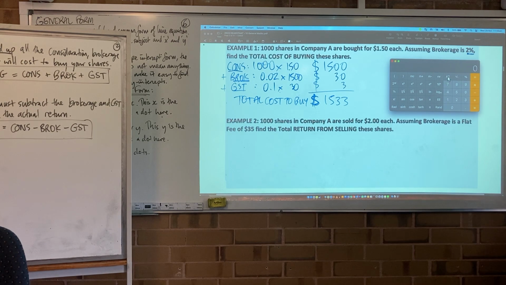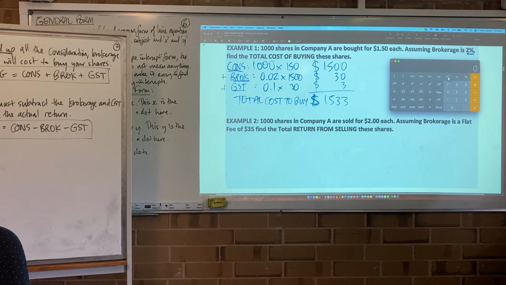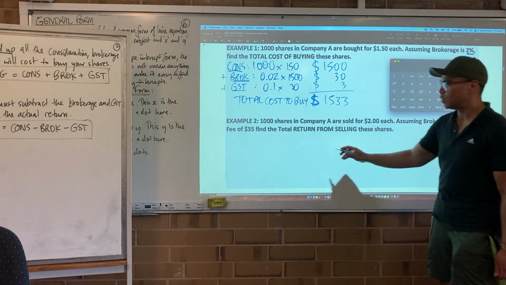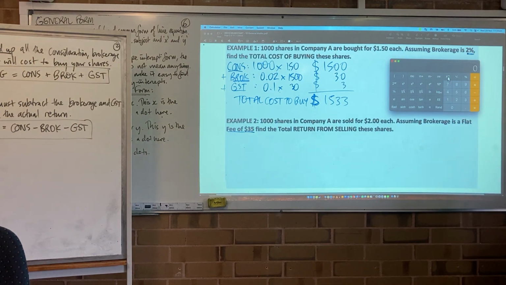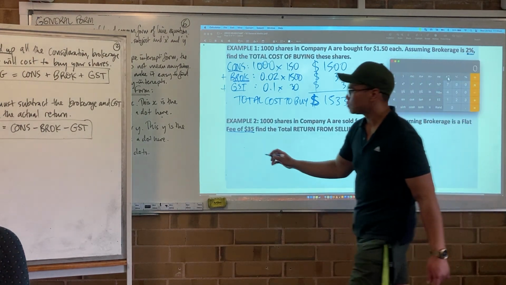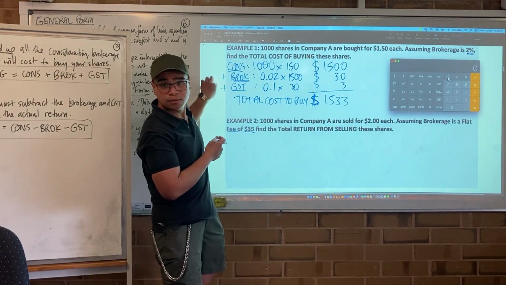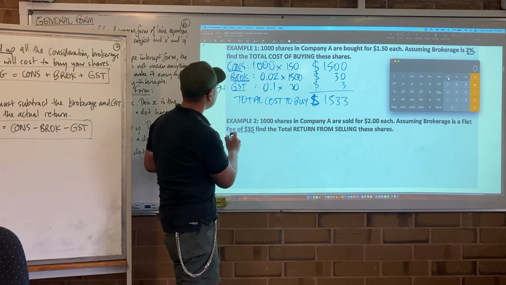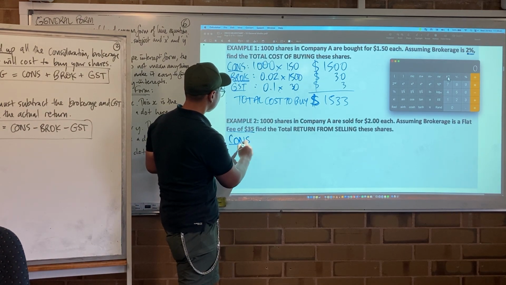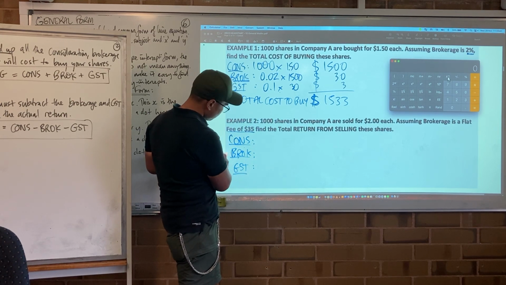Let's practice selling. 1,000 shares in company A are sold for $2 each. Brokerage is a flat fee of $35 now, so it's not a percentage. Find the total return from selling these shares. So, when doing a selling calculation, is there any difference to this? No. It's the same stuff. What am I doing different? Subtracting instead. So consideration, proceeds, GST, but I'm going to minus them.